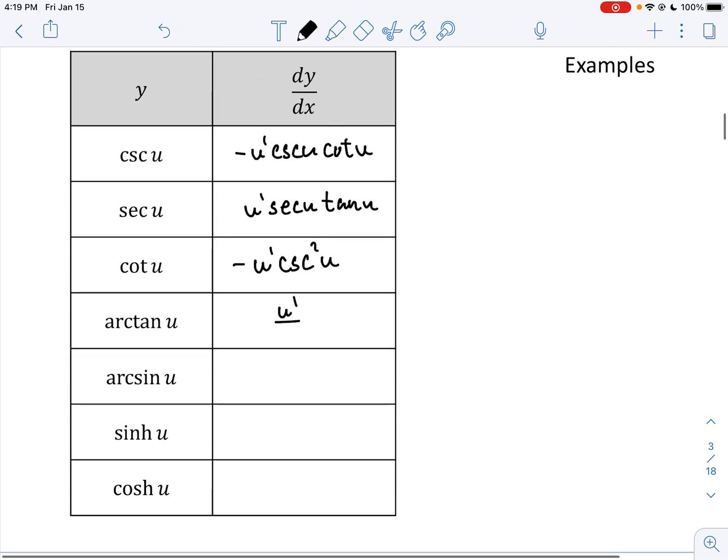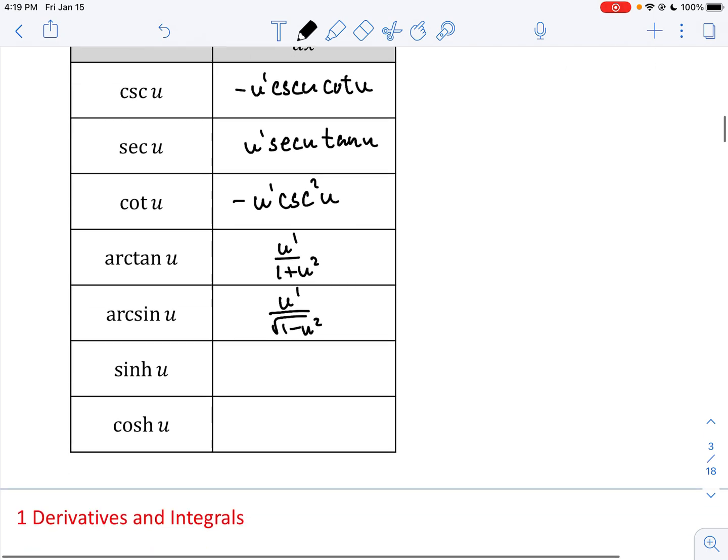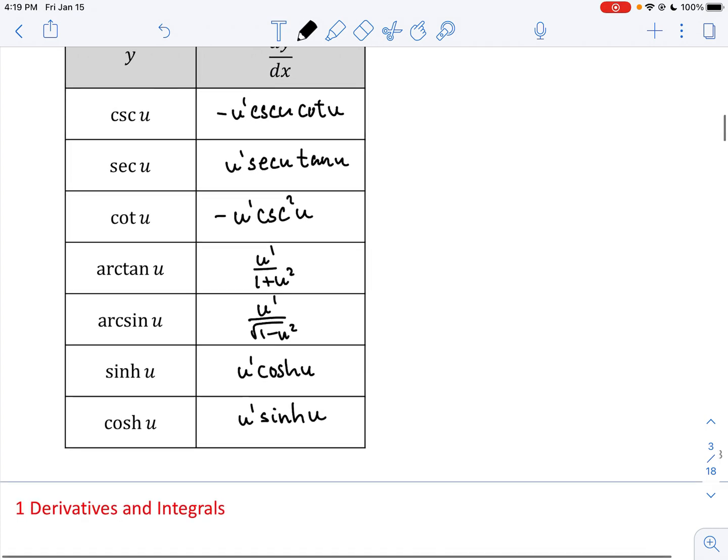Arctangent is u prime over 1 plus u squared. Arcsine is u prime over square root of 1 minus u squared. Hyperbolic sine of u is u prime hyperbolic cosine of u. And then the derivative of hyperbolic cosine of u is u prime hyperbolic sine of u. And let's just do one example of one of these. I'm going to pick an arctangent.